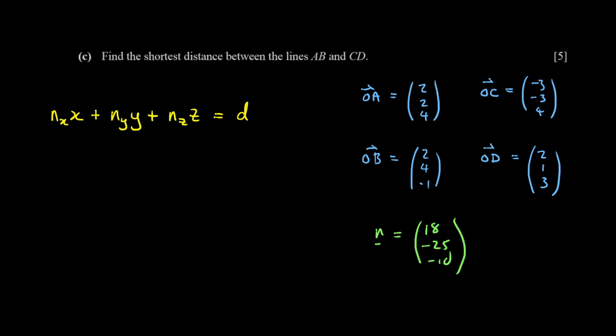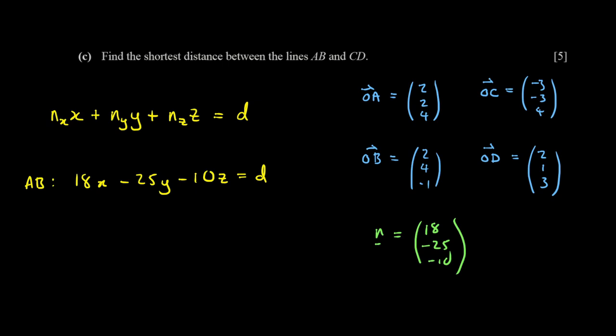So effectively, we have two planes. The plane which includes the line AB has the form 18x minus 25y minus 10z is equal to some number d. And the plane which includes the line CD has also got the same form, because the normal vector is 18, negative 25, negative 10, so they share the same coefficients. Now all we need to do is find what this value d is. How can we find it? Well, we just substitute in a point that we know is on the plane.